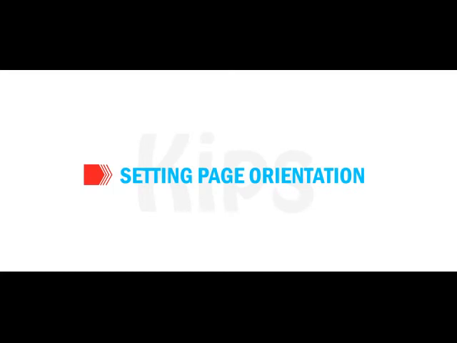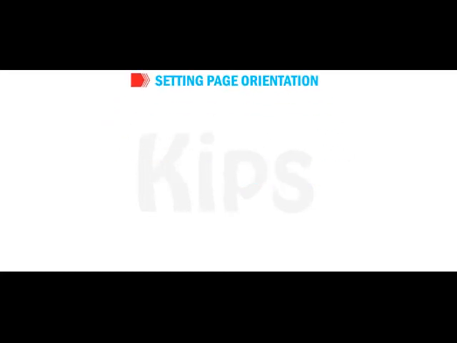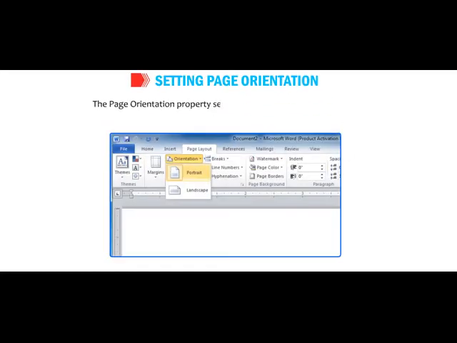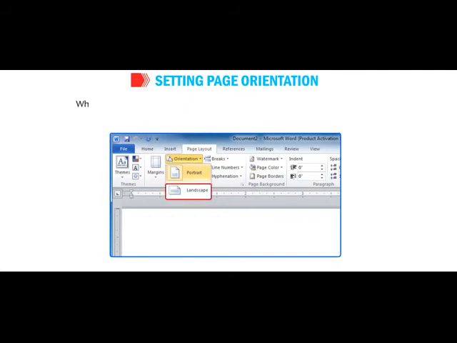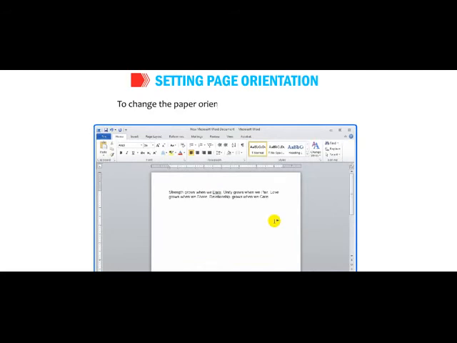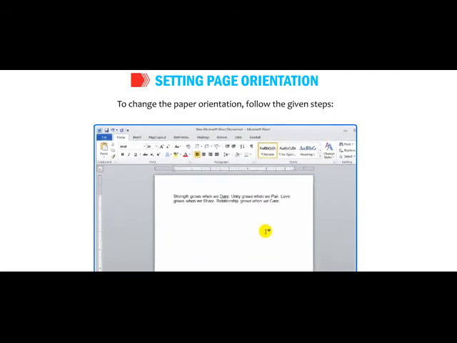Okay, let us now understand how to set page orientation. The page orientation property sets the printing direction of the text. The default orientation of the paper is set to portrait, in which the document is printed lengthwise. When we choose landscape orientation, the document is printed widthwise. To change the paper orientation, follow the given steps.